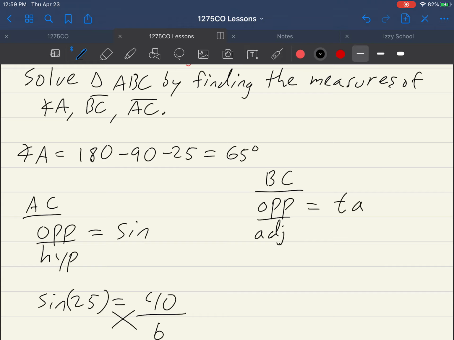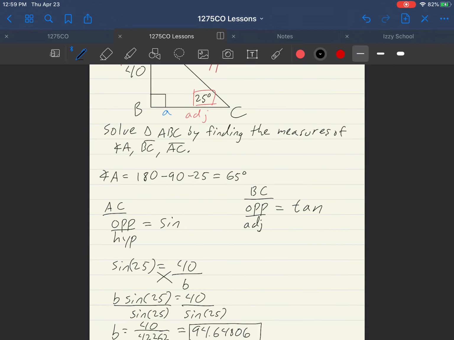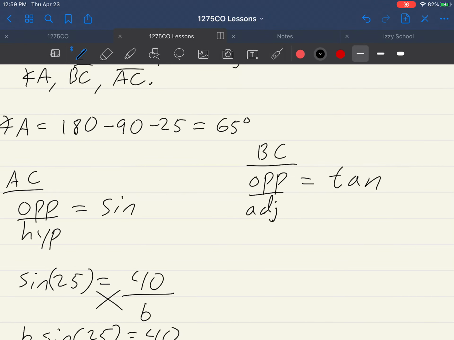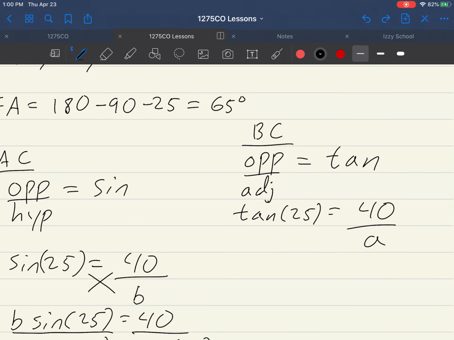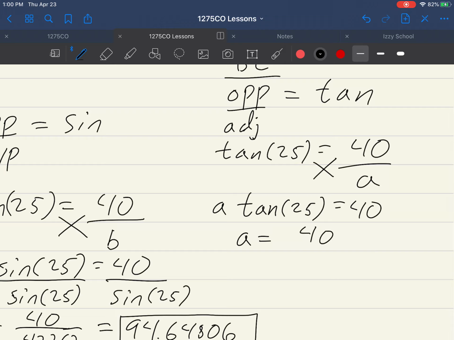which we know involves the tangent function because that's what SOHCAHTOA says. The tangent is equal to opposite over adjacent. So the tangent of our angle of focus, 25 degrees, is equal to 40 over what we call A, because that's across from angle A. So cross multiplying this gets A times the tangent of 25 equals 40. And A is equal to, in that case, 40 over the tangent of 25.